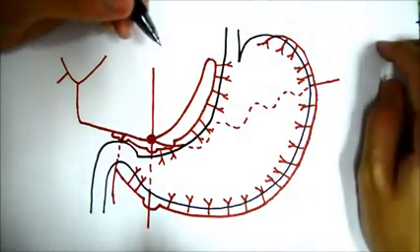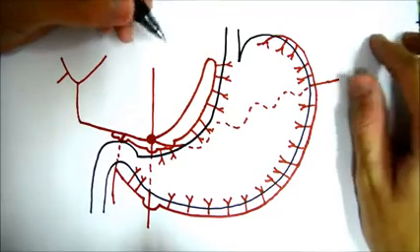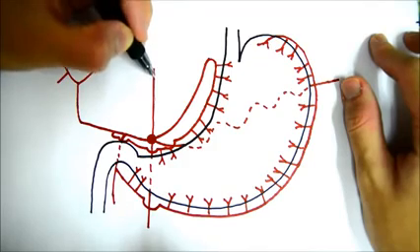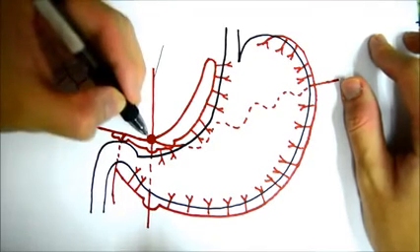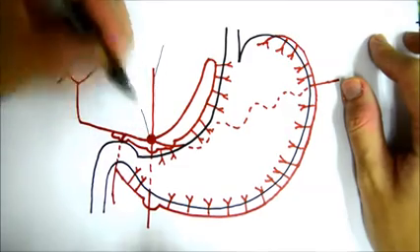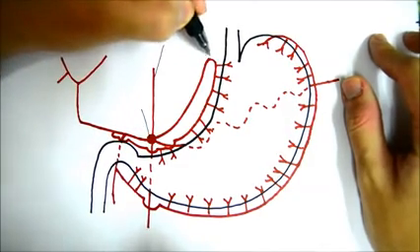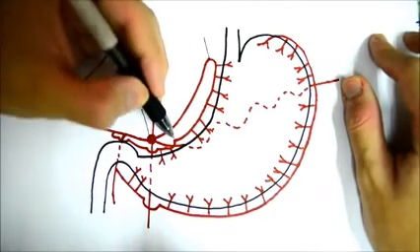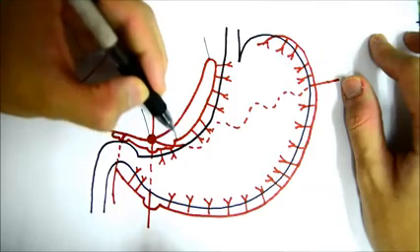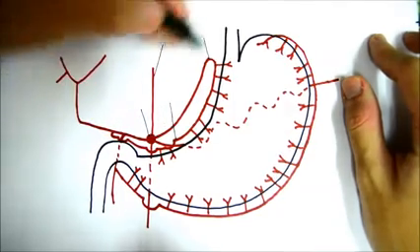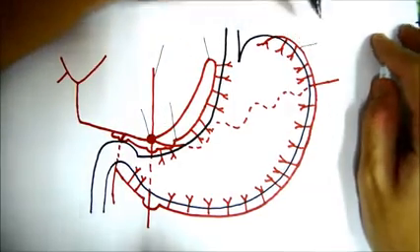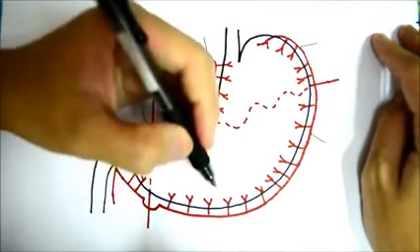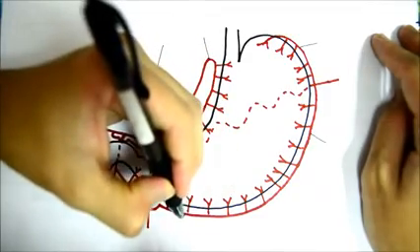First, I'll just label the important arteries which supply the stomach, which is, okay, this one is the source, branch, the first artery, and then this one, next is this one, and then the last one is this one.